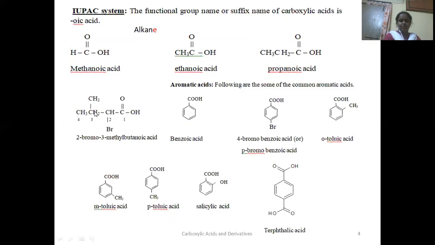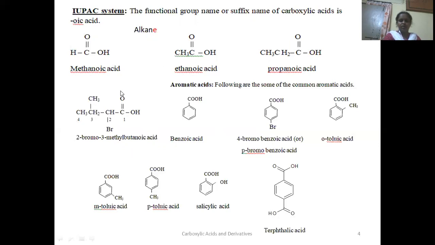This is the longest chain here. So how many carbons are there in the longest chain? 1, 2, 3, 4. Therefore, it is butanoic acid. Now let us see the substituents. There are two substituents. One is bromo, and one is a methyl group. Now see the positions of these substituents. Bromo is present on the second carbon, therefore 2-bromo. And methyl is present on the third carbon, therefore 3-methyl. 2-bromo-3-methyl, and the remaining butanoic acid.